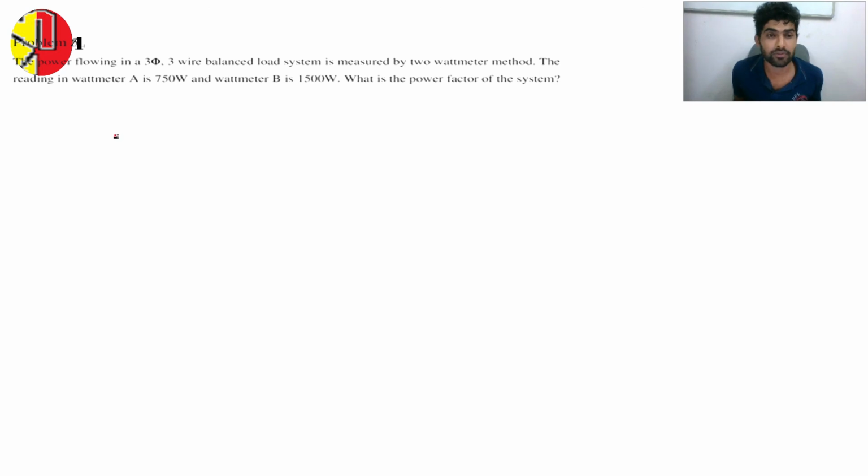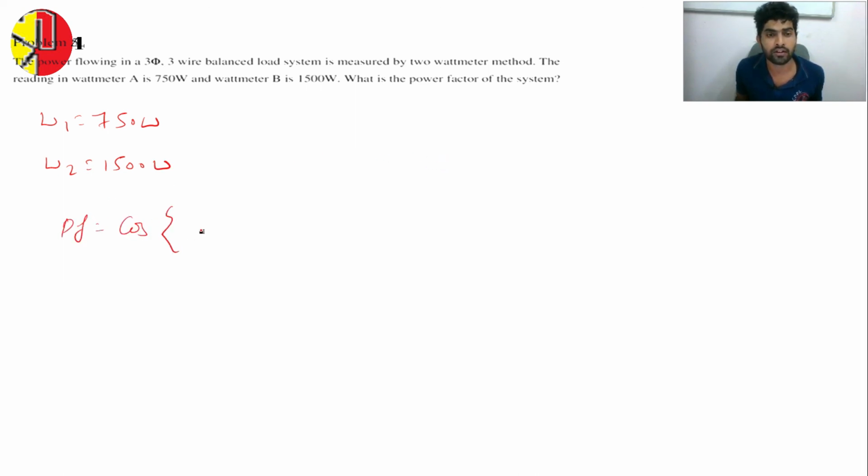Next problem, the power flowing in a three-phase, three-wire balanced load system is measured by the 2-wattmeter method. The reading in wattmeter A, I'll take W1, is 750 watts, okay, and wattmeter B, I'll take W2, 1500 watts. What is the power factor of the system? What is the formula for power factor? Power factor is equal to cos of tan inverse root 3 into W1 minus W2 divided by W1 plus W2, right?